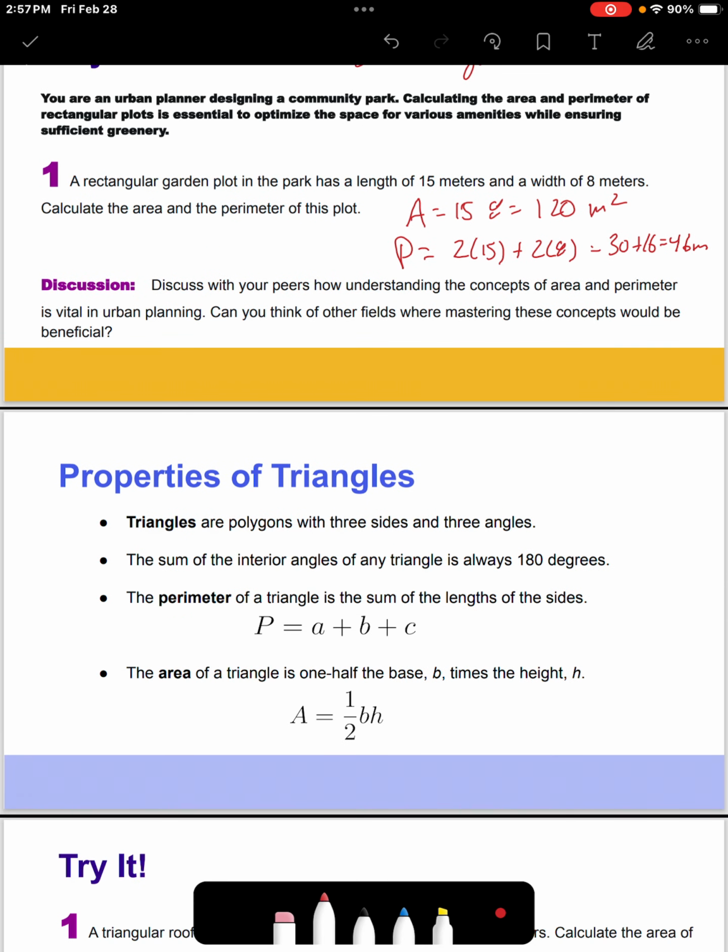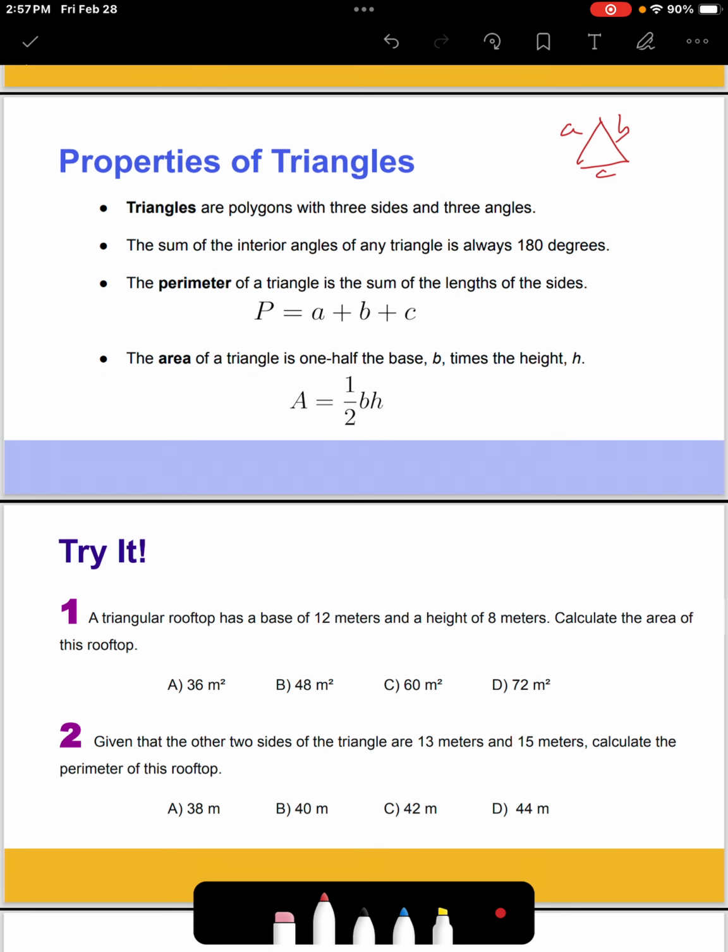Triangles have 3 sides. The sum of the angles is 180. The perimeter of a triangle, if I have sides A, B, and C, is A plus B plus C. The area is always 1/2 base times the height. So this time we have a roof that's a base of 12 and a height of 8. We're going to say that the area equals 1/2 of 8 times 12, or 4 times 12, or 48 meters squared.